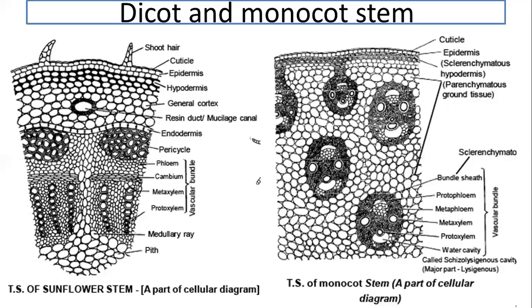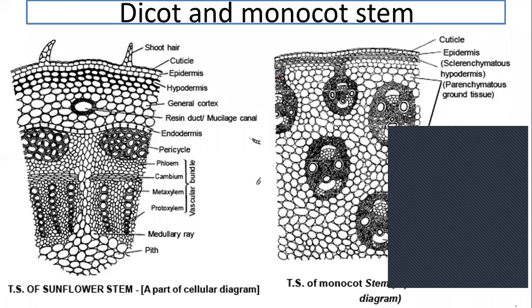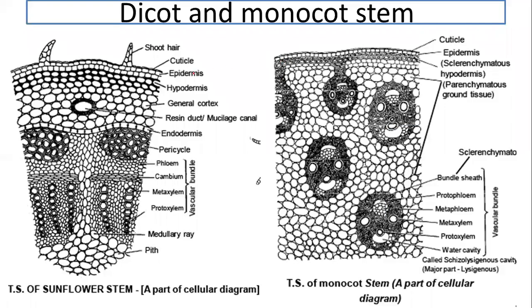When we talk about a dicot and monocot stem, there will be some similar characters present. First, the epidermis. You can see the outermost layer, which is called the epidermis. This epidermis is a single layer.